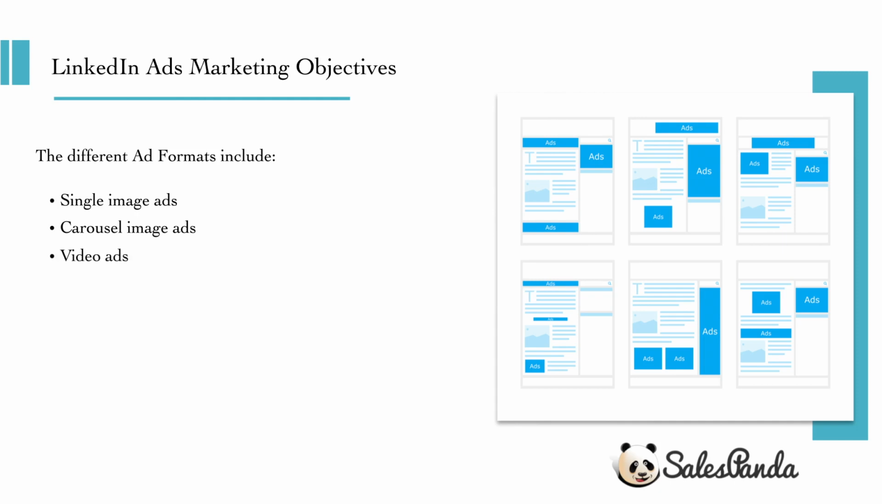Video ads are used to tell a rich story about your brand, position yourself as a thought leader, or share stories of customer success. Text ads consist of a headline, brief text, and an image. Message ads, also known as sponsored messaging ads, are display native ads shown to your target audience through LinkedIn messaging. Follower ads encourage members to follow your LinkedIn or showcase page on desktop or mobile devices.